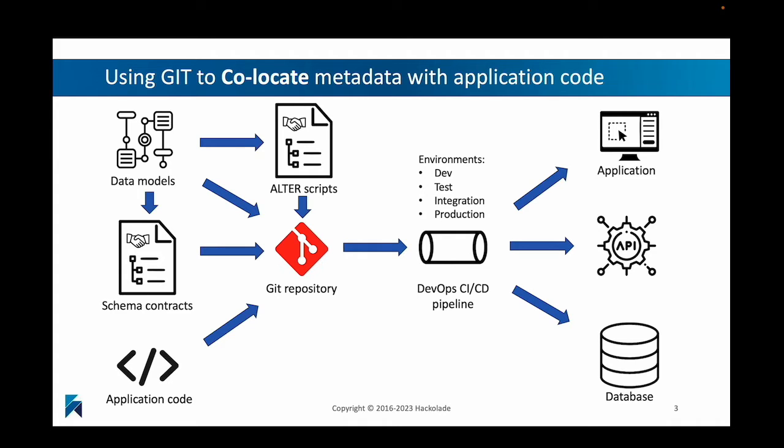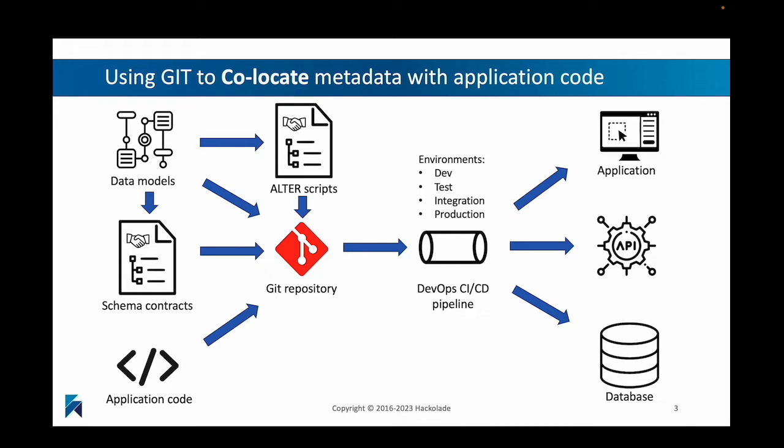This is where you'll store your data models, where you work on your data models, where you version your data models, where you generate schema contracts from your data models, and where you also make sure that it's constantly in sync with your application code. So the Git repository is obviously a really important part of this metadata as code strategy.